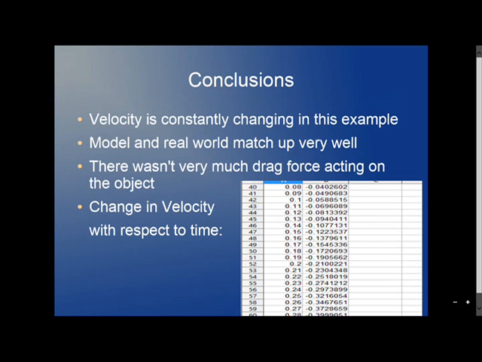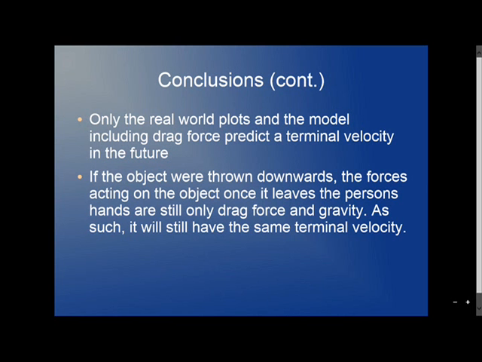The only plots that seem to suggest that there will be a terminal velocity are the real-world plot and the model that includes drag force, which makes sense because you need a force in the opposite direction for there to be a terminal velocity.